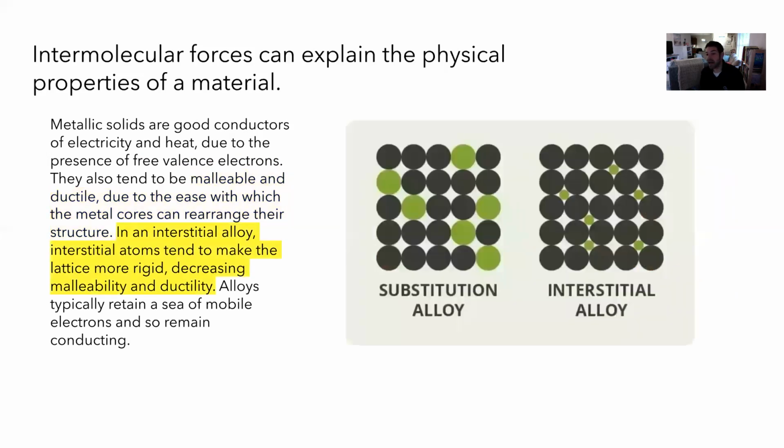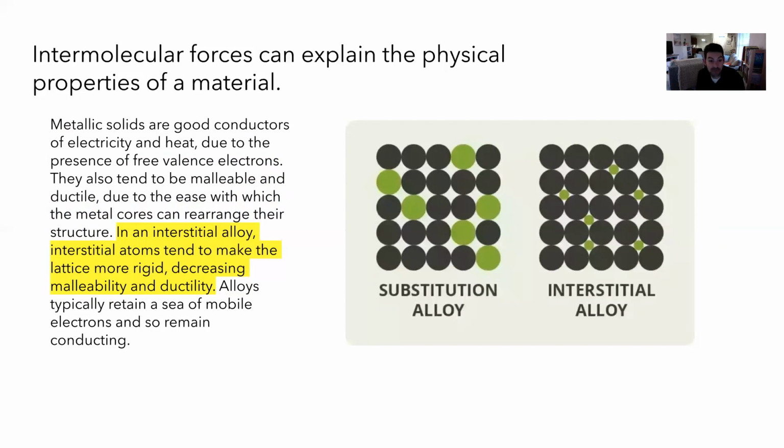Now, alloys. Two types of alloys are substitutional alloys. We're substituting one metal for another. A common example of that is brass, where you have copper and zinc substituted. Copper and zinc are both metals. They both contribute valence electrons, and they're roughly the same size. So you're just kind of mixing them up.